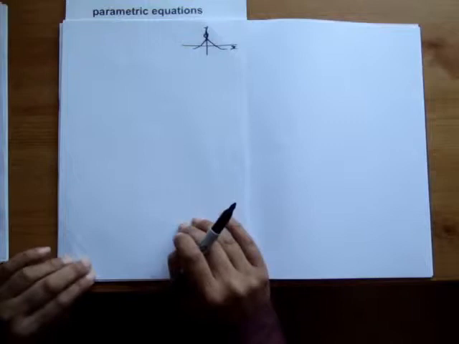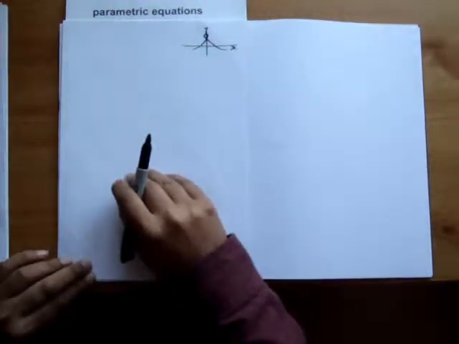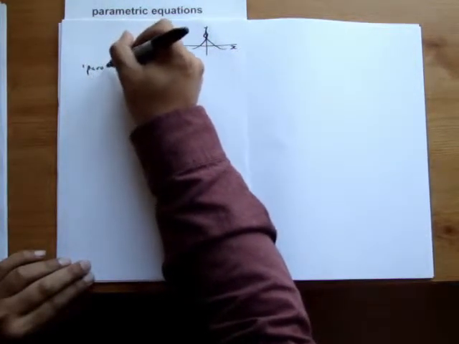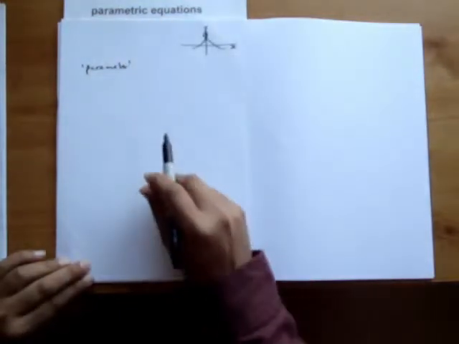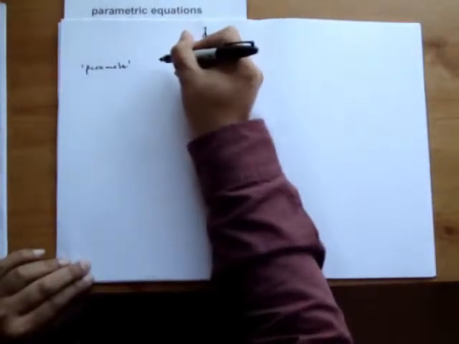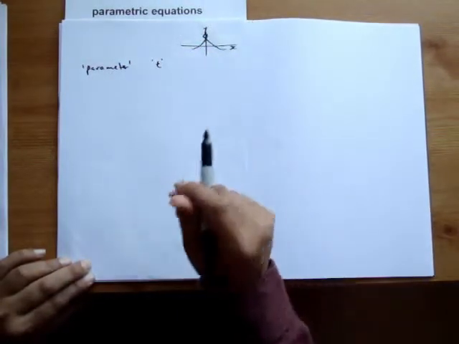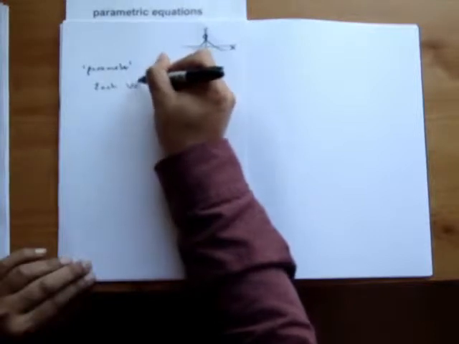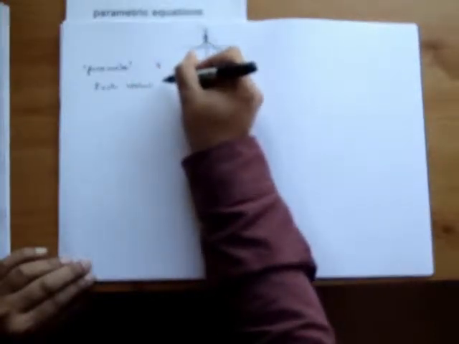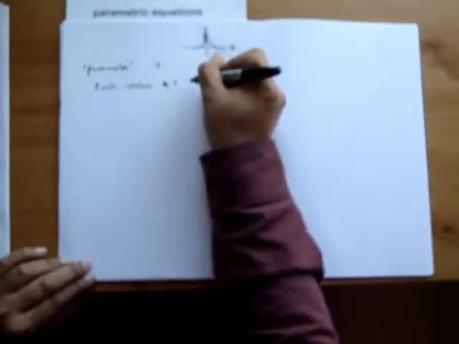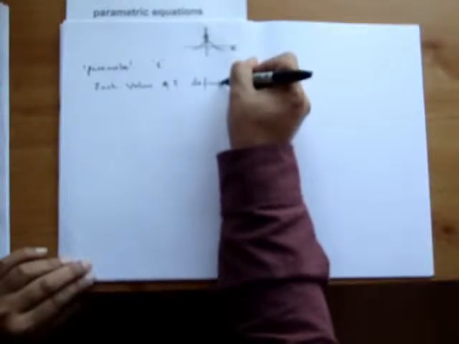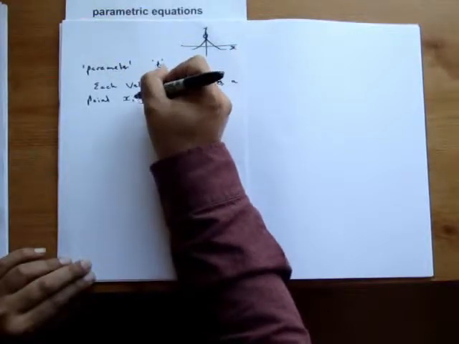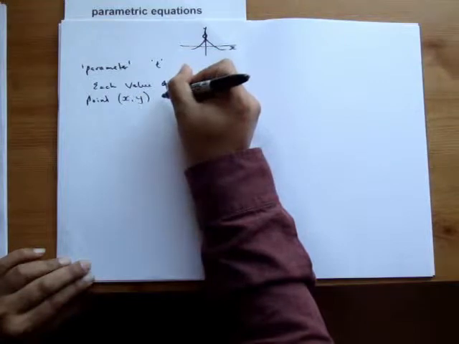Now we can define both x and y in terms of a third variable, a parameter, and usually this parameter we give the letter t, and each value of t defines a point (x, y), and we can plot this.